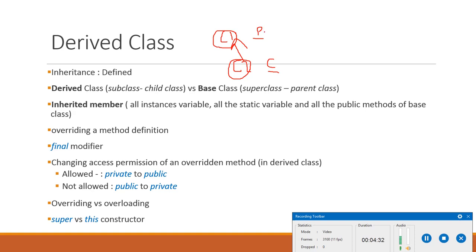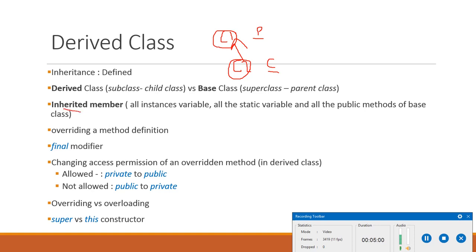So the old class from which we have derived a class is also called the parent class, the superclass, and the base class. The child class, the class which we have derived, is also called the subclass and the derived class. So these are the different names.